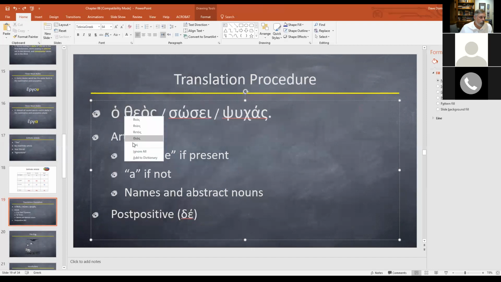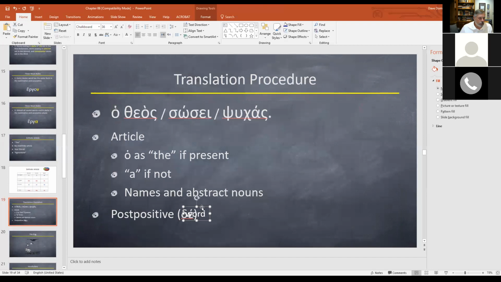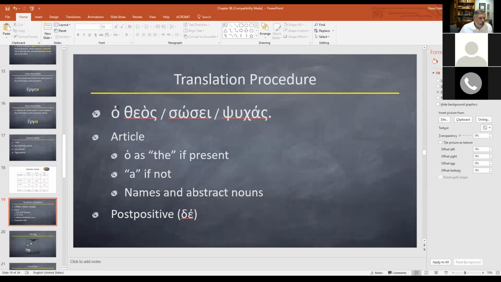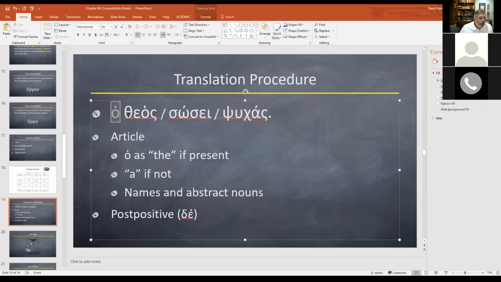Let's see if I can paste that. Okay, paste it there. Well, it didn't work. Let me do it this way. So I could have this noun, this article and noun should not be separated, but there are some called postpositives. This is my Greek or English. Okay, I'm in English.